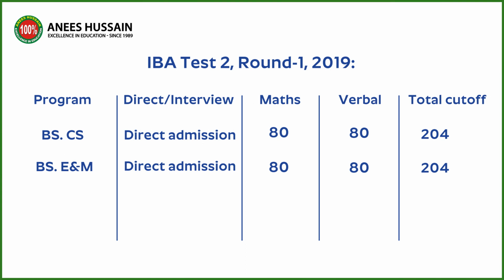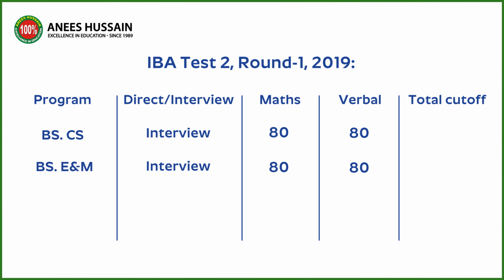On the other hand, the second cutoff for people who did not get a direct admission but were called for an interview for BS Computer Sciences was 172, and for BS Economics and Math was 188. Moving on to round 2.